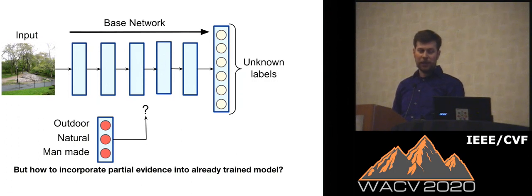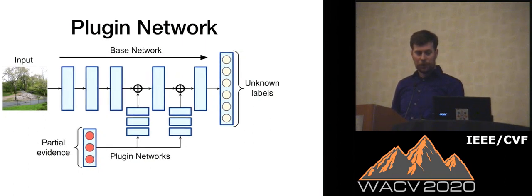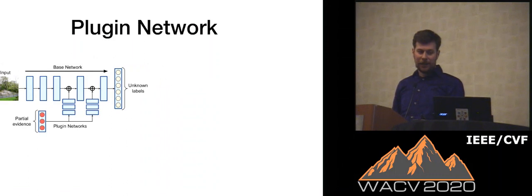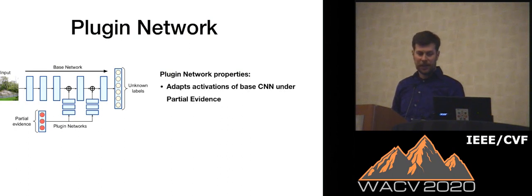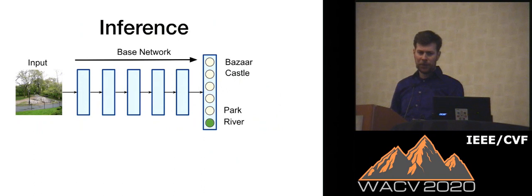So we have a network like this, we call it the base network, that is already trained on images, and we want to plug in this additional information. What we propose is to plug in a set of small, fully connected neural networks that adapt the activations of intermediate layers. In this way, we can change the behavior of the base network. We don't need to train a base model from scratch, and the inference phase is almost as quick as for the base network.